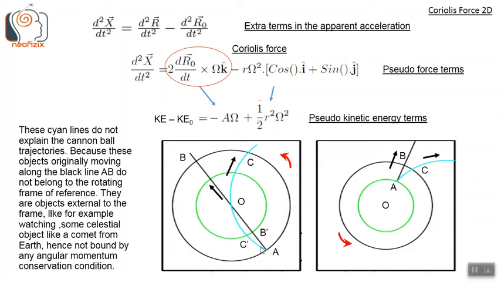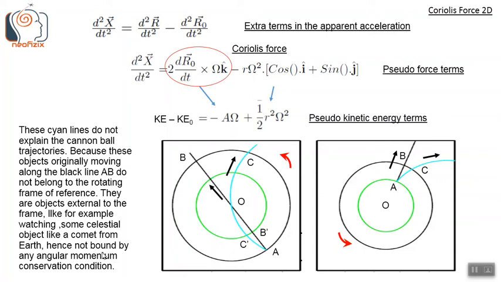So this cyan line does not explain the cannonball trajectories, because these objects originally moving along the black line AB do not belong to the rotating frame of reference. That is, they are objects external to the rotating frame. Like, for example, watching some celestial object like a comet or some other object in the sky, in celestial space, from a rotating Earth.